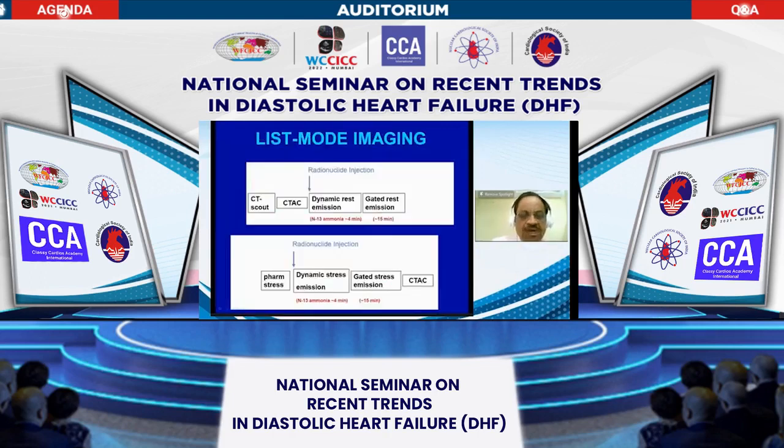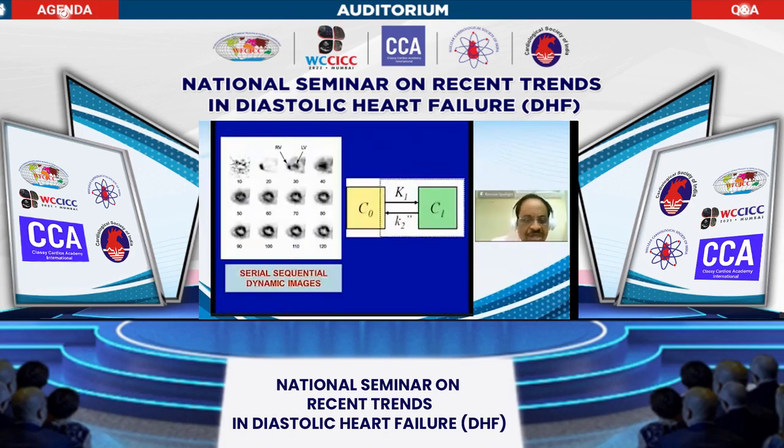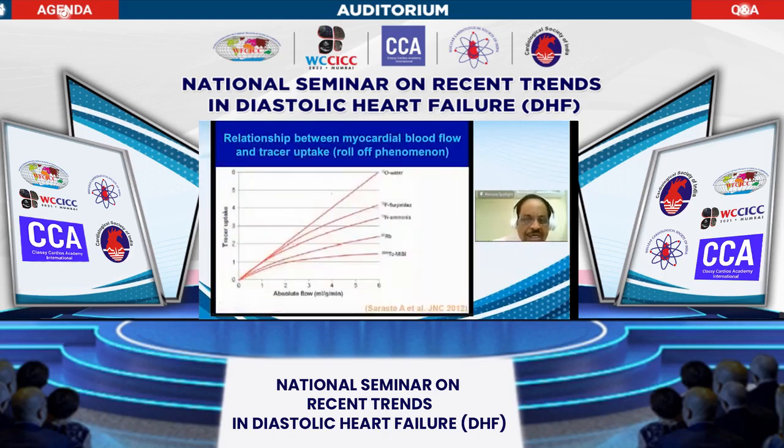Next is how we acquire the list mode imaging. We do a radionuclide injection after doing a CT scout image and CT attenuation. We inject nitrogen 13 ammonia for 4 minutes, then get a rest image. First do the rest scan, then you do the pharmacological stress scan. Here we inject nitrogen 13 ammonia after giving a pharmacological stress with adenosine, then we do the gated stress. This is the pharmacological stress as compared to the resting scan. Here you can see the RV and the LV, the list mode acquisitions. Then you can see the curve showing oxygen 15 water is the highest tracer uptake, but still ammonia and rubidium is not bad.